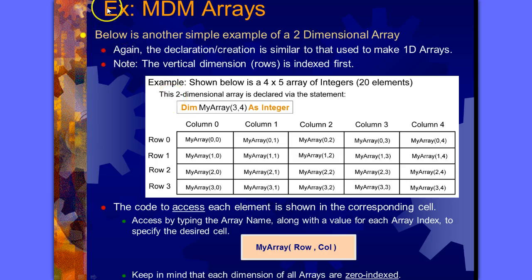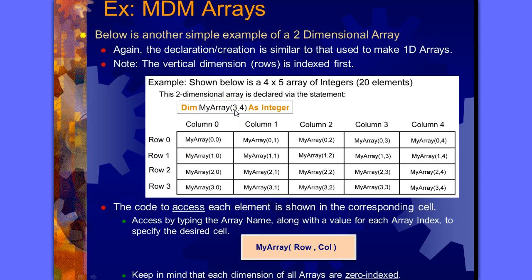Wait, let me just make sure of that. Let's see. This one is 1, 2, so the first dimension is the row, and the second dimension is the column. So this says that the size of the first dimension is 4. Remember, this is 3 plus 1, and the size of the second dimension is 5, 4 plus 1, right? So which one has size 4? The rows, and which has size 5? The columns. There are 5 columns, there are 4 rows. So I made a mistake.